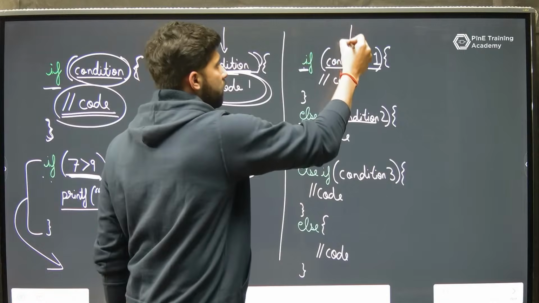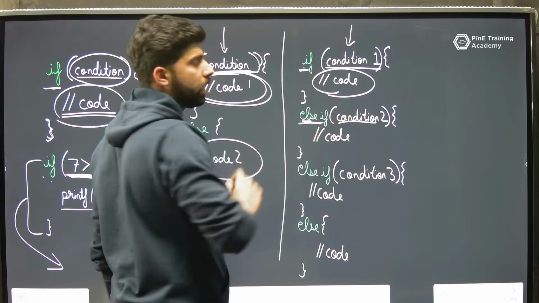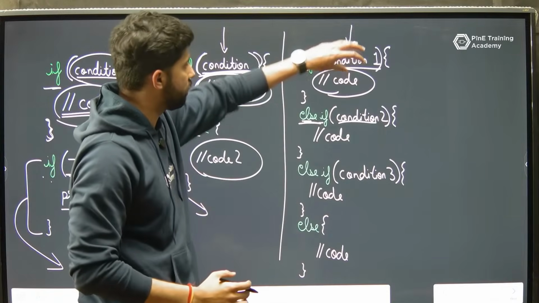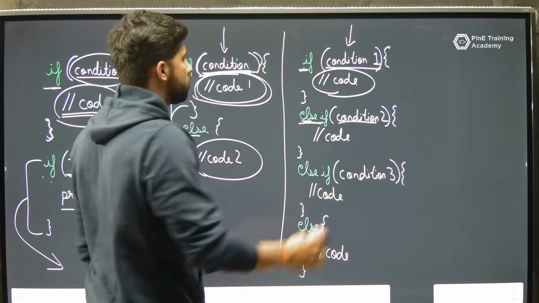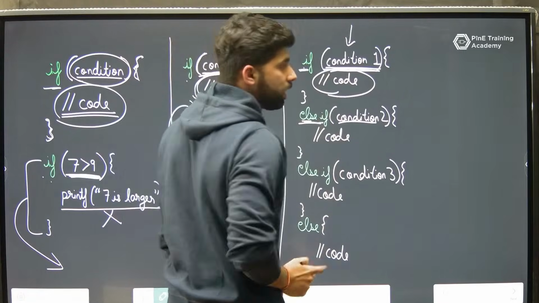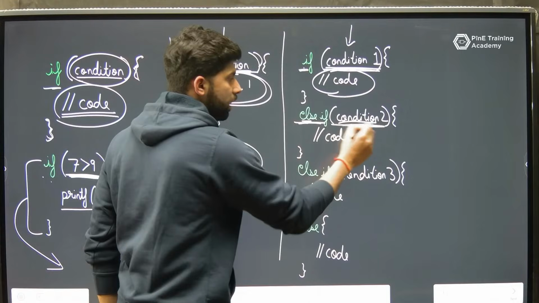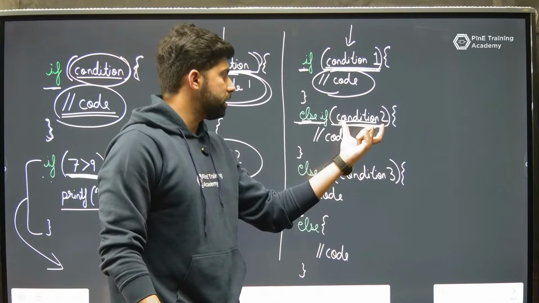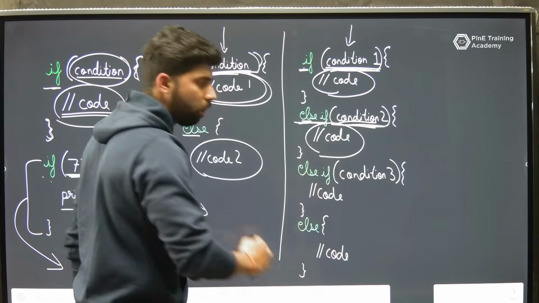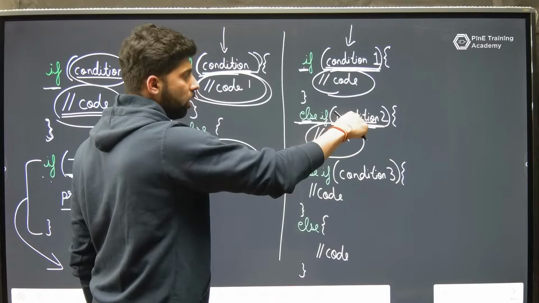So if condition 1, then this code, else if condition 2, then this code. I will come from the top. If condition 1 is true, we will execute this code and skip all of the rest. But if condition 1 is false, we will check condition 2. If condition 2 is true, we will run its code and skip all of the rest. But if this is false, then we will check the next condition.